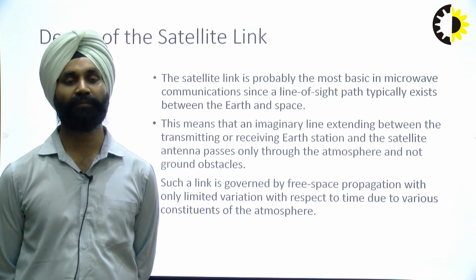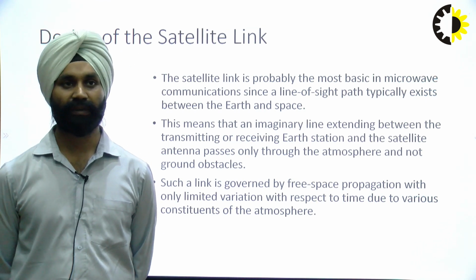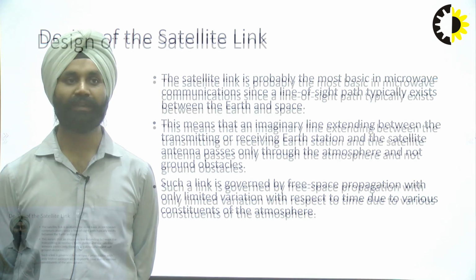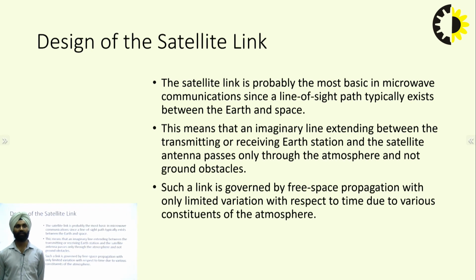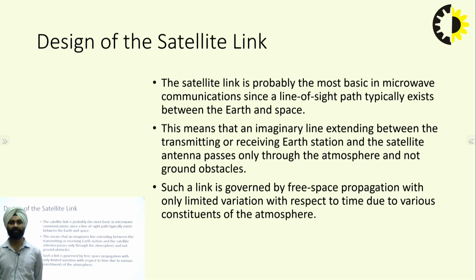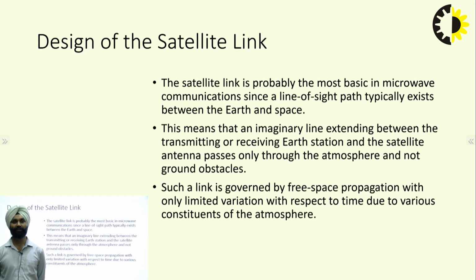Satellite link is probably the most basic in microwave communication, since a line of sight path typically exists between the satellite and the space only. This means that an imaginary line can be extended between the transmitting and the receiving earth station. The satellite antenna passes only through the atmosphere and not the ground obstacles. Such a link is governed by free space propagation, with only limited variation with respect to time due to the various constituents of the atmosphere, for example, clouds or extraterrestrial bodies.